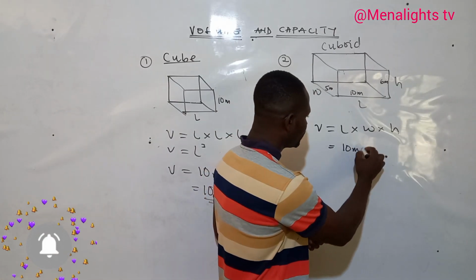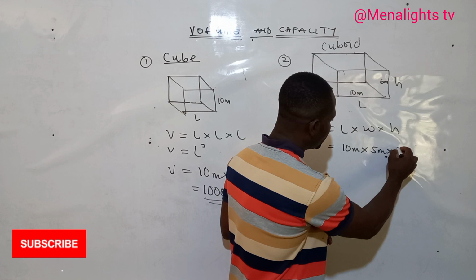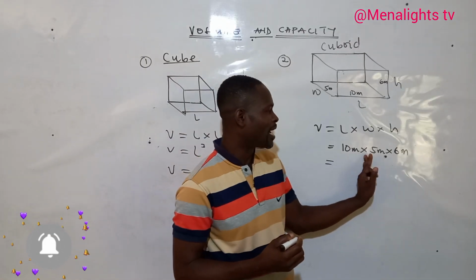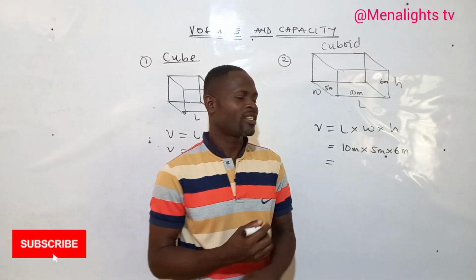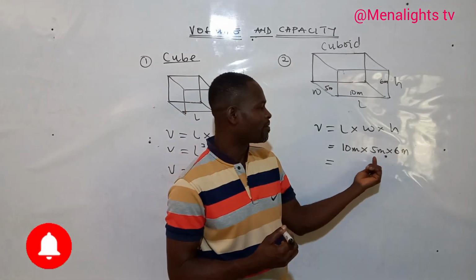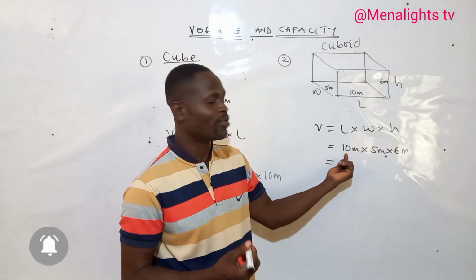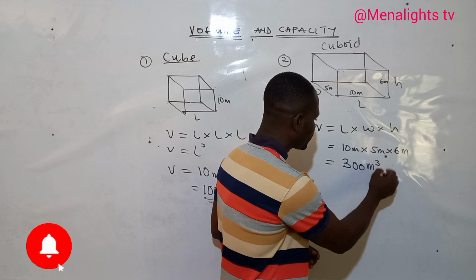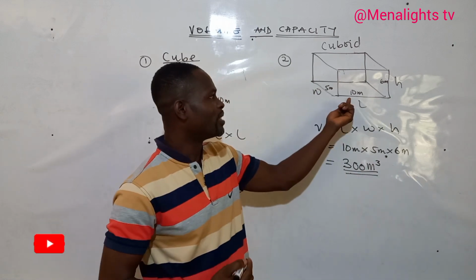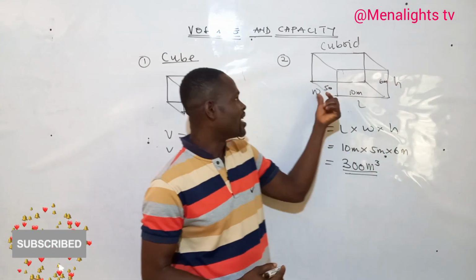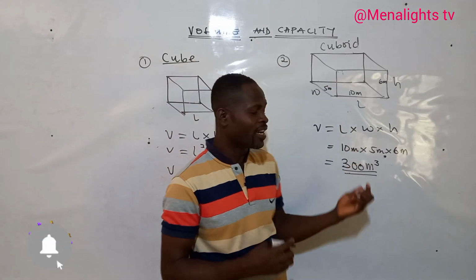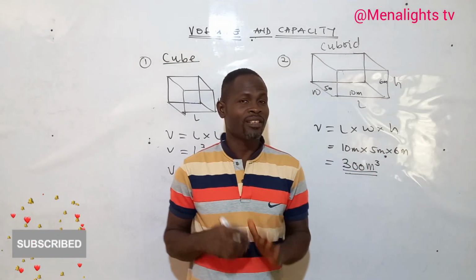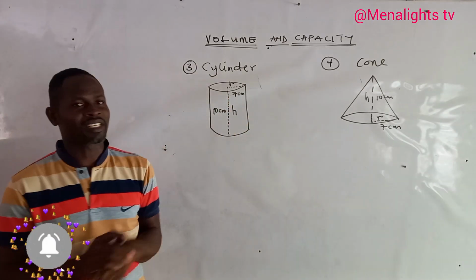So we have 10 meters by 5 meters by 6 meters. So 6 times 5 will give us 30. 30 times 10 will give us 300. So if the length is 10 meters, the height is 6 meters and the width is 5 meters, definitely the volume of that cuboid is going to be 300 meters cubed.